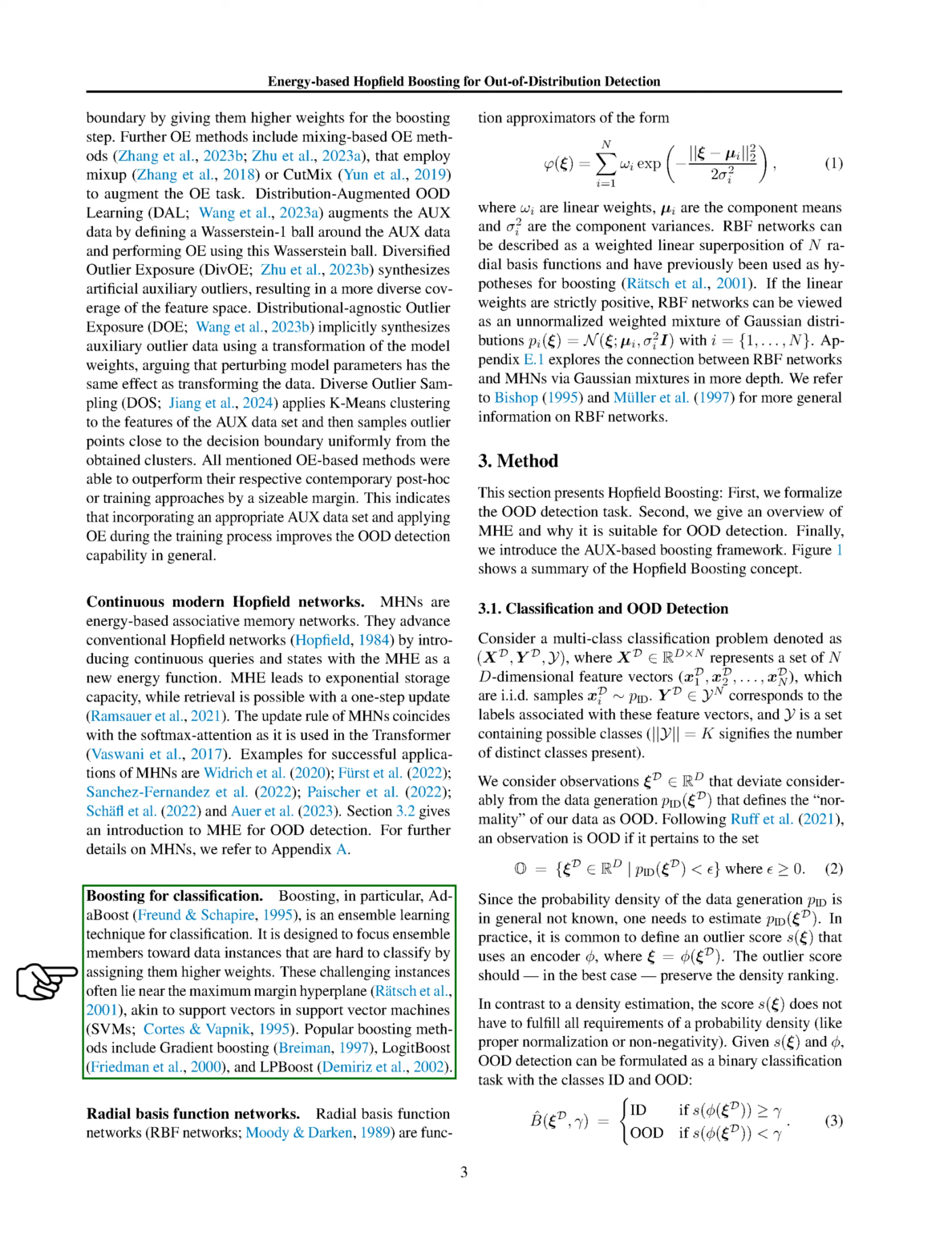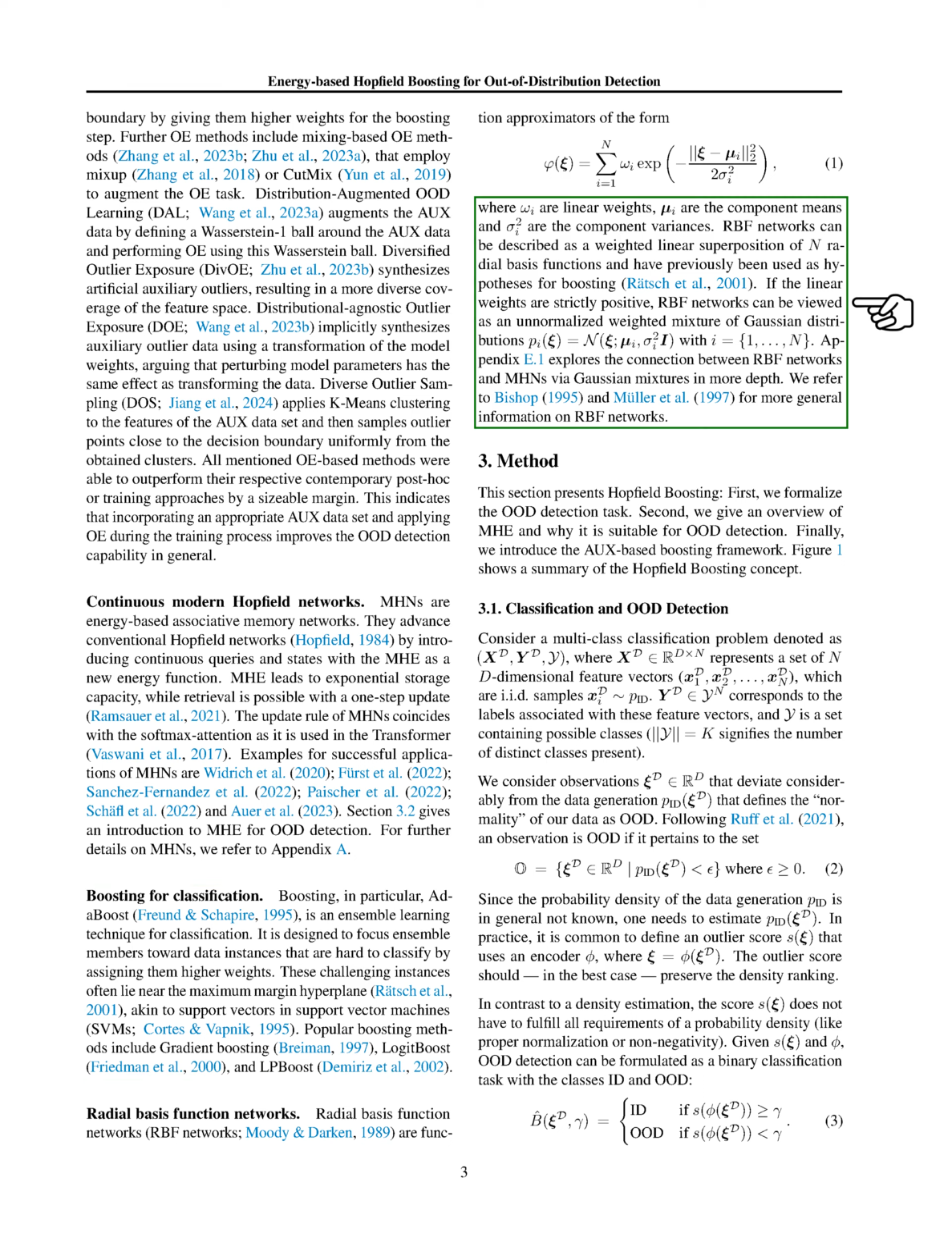Next, we explore radial basis function networks, RBF networks, which are function approximators represented as a weighted linear combination of radial basis functions. These networks have been utilized as hypotheses for boosting in the past. When the linear weights in RBF networks are strictly positive, they can be seen as an unnormalized weighted mixture of Gaussian distributions. The connection between RBF networks and MHNs through Gaussian mixtures is further discussed in the appendix.